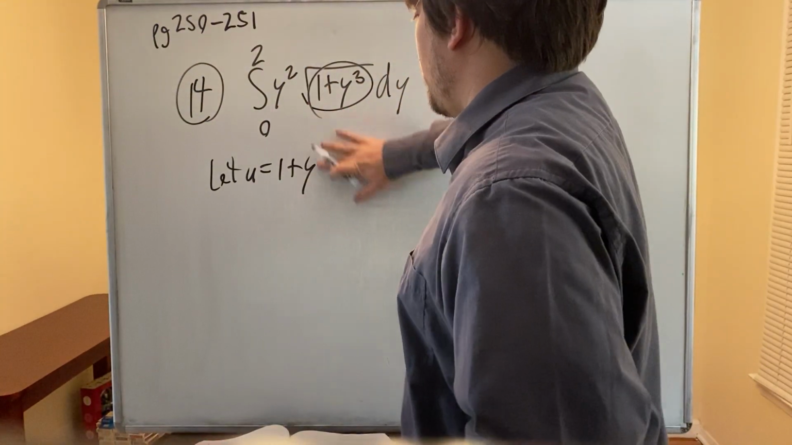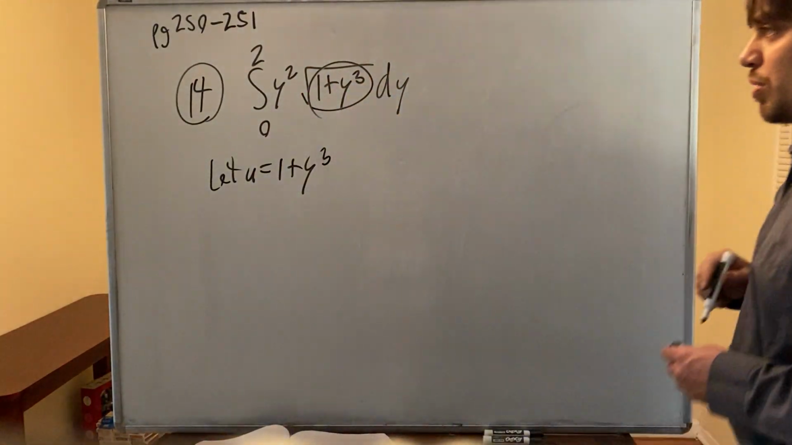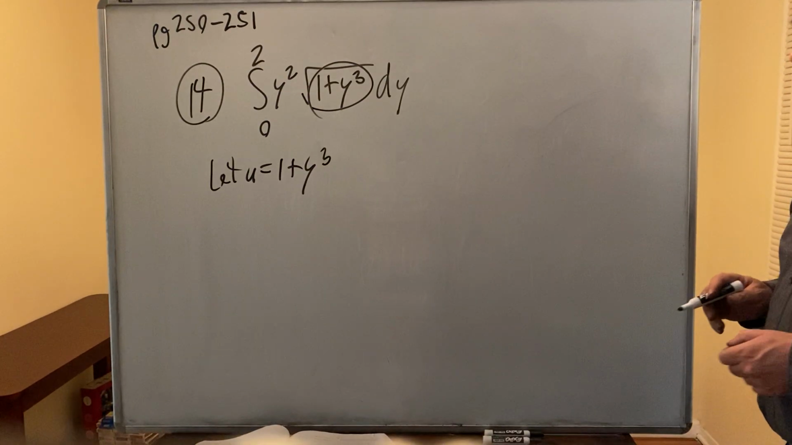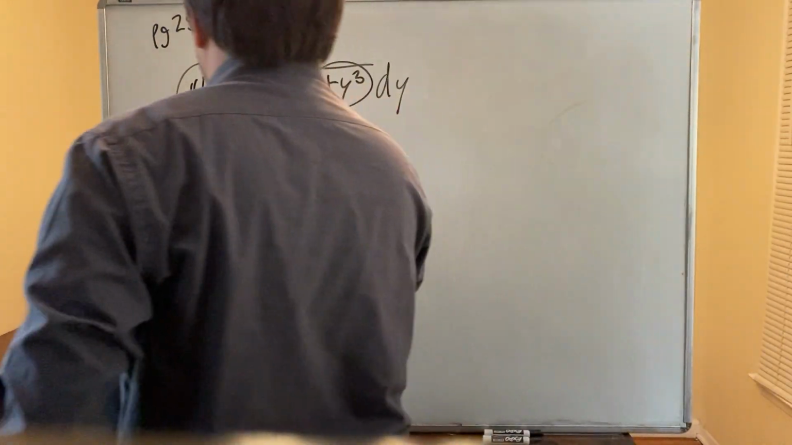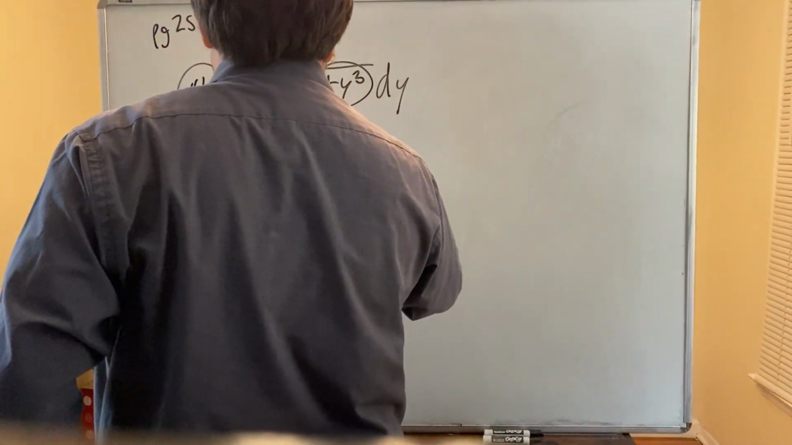Some people's first thought might be to let u equal the square root of 1 plus y cubed. Don't do that. Simply, just 1 plus y cubed. So let u equal 1 plus y cubed. du is 3y squared dy.